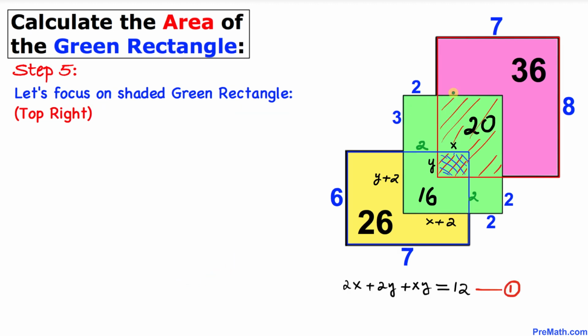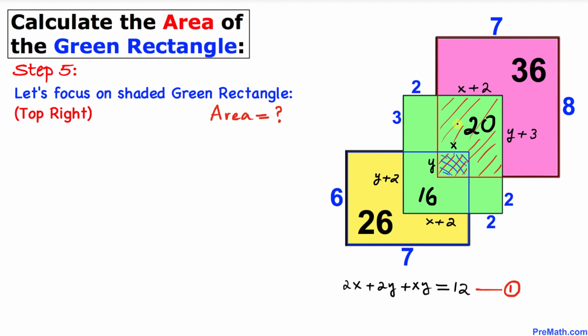Now let's focus on this top right green shaded rectangle, as you can see over here. We know that this side length is 3, so this side length has got to be 3 as well. And we know that this side length is 2, so this has got to be 2 as well. So this whole side length is going to be x plus 2. Likewise, this side length is going to be y plus 3.